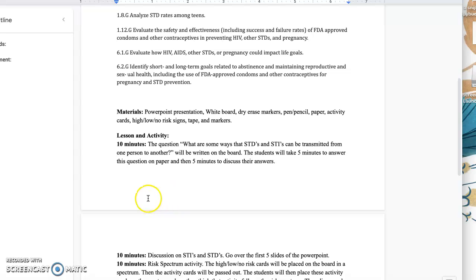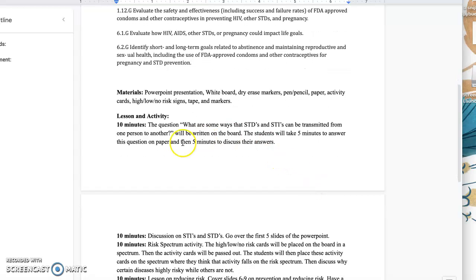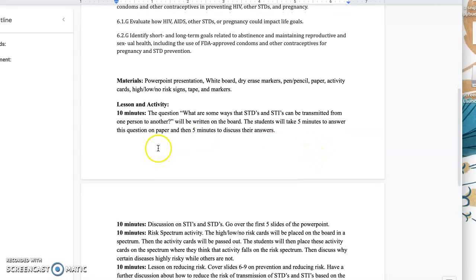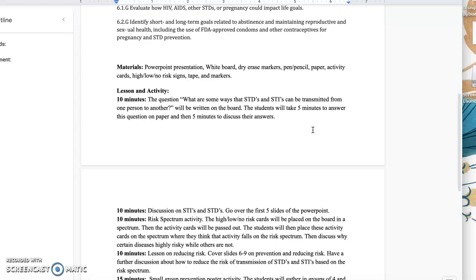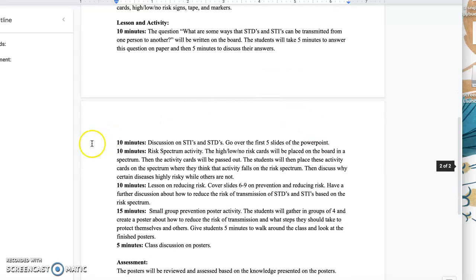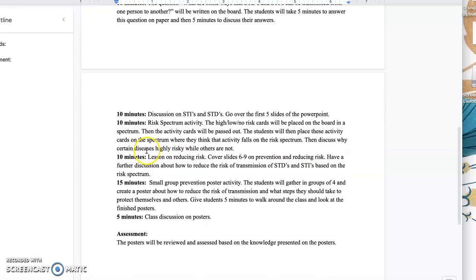So the first 10 minutes will have the question, what are some ways STDs and STIs can be transmitted from one person to another? This will be written on the board, and the students will take 5 minutes to answer the question on the paper that they have, and then that will provide 5 minutes for them to discuss their answers.